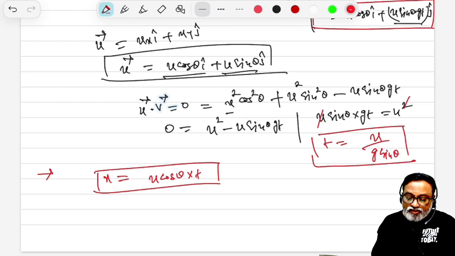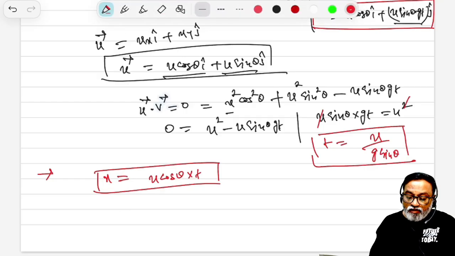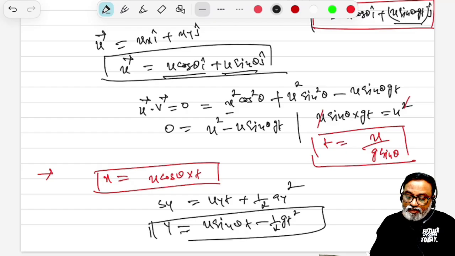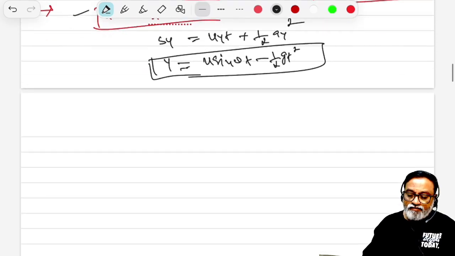But in y direction, there is an acceleration. Therefore, Sy is equal to uy into t plus 1 by 2 ay t square. Therefore, Sy, I am taking y, uy is nothing but u sin theta, so u sin theta into t minus half g t square. This is the displacement in y direction, and this is the displacement in x direction.